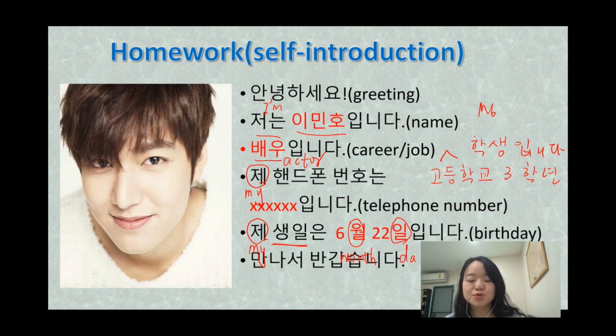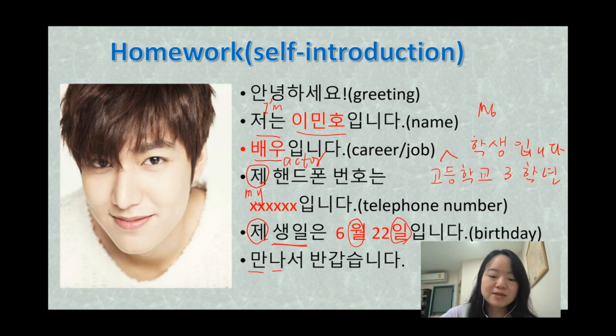Then nice to meet you. How to say it? Meet, 만나다. Okay, 만나서. Happy, 반갑다. So 만나서 반갑습니다.